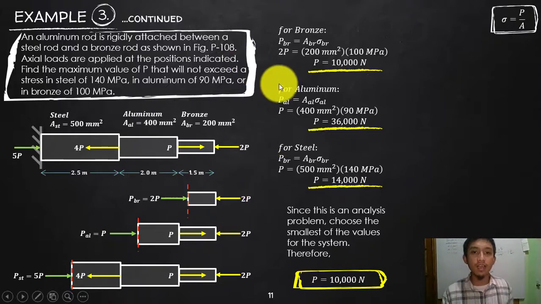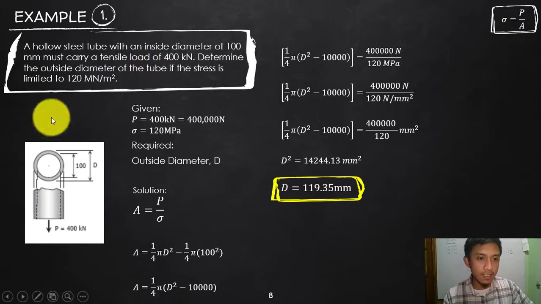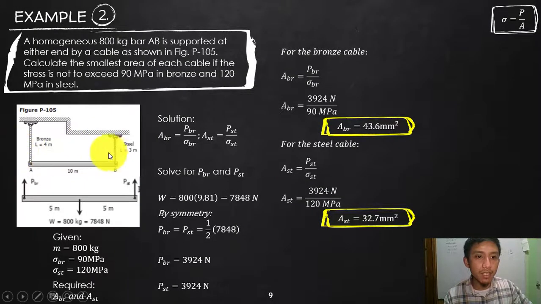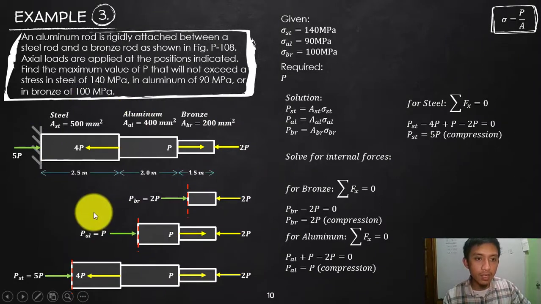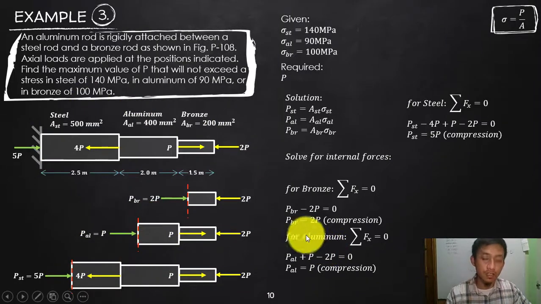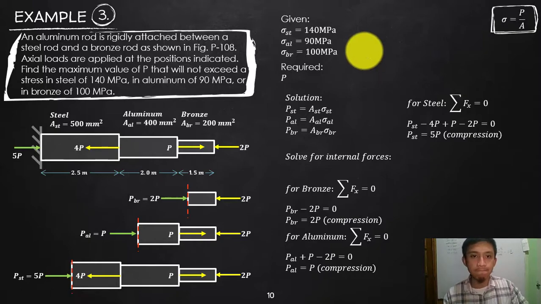So again, based on our 3 examples, how do we categorize this as normal? Because the force acting on the material is perpendicular to the area that we are considering. Just like here, the area is perpendicular to the force. And here, if I try to cut, the area is perpendicular to the force. In here, we are trying to cut a perpendicular area to the direction of the force. That's why this is an axial or normal stress.